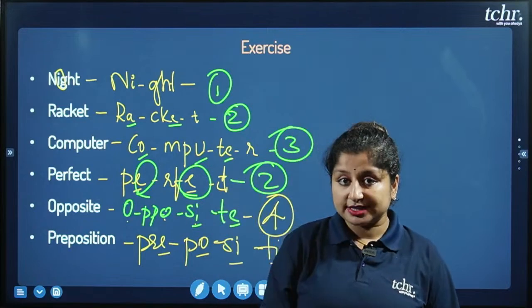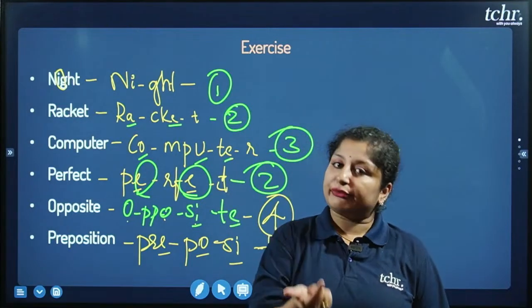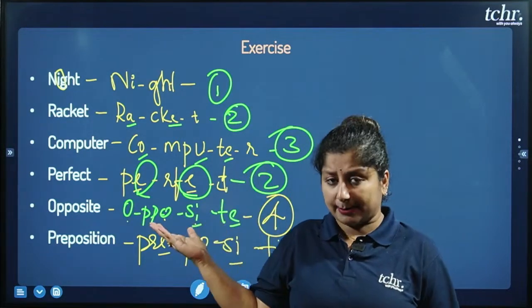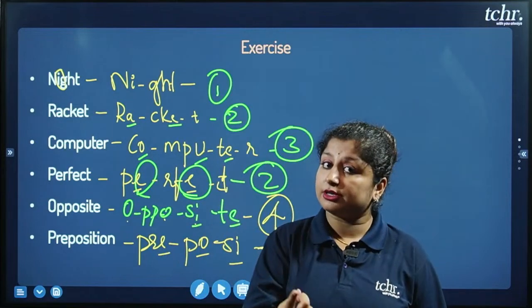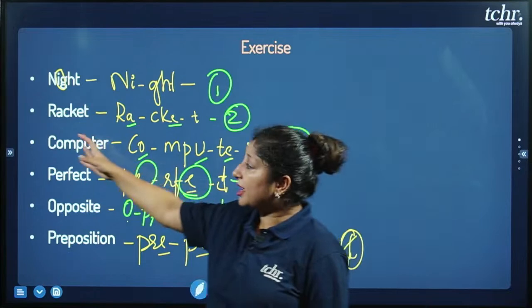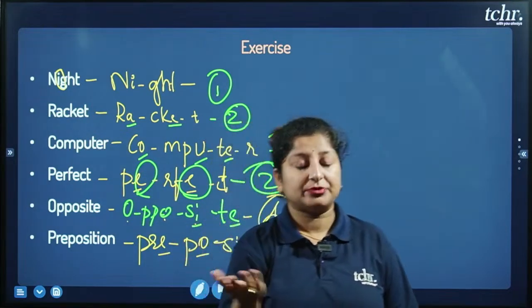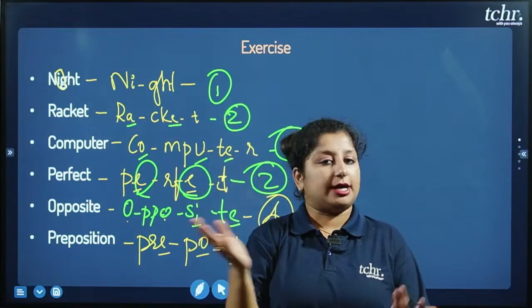Then we moved on to syllables. We learned what a syllable was. We looked at the different types of syllables, and then we solved a few examples related to syllables. In your exam, how are you going to get this question? You will get the word and they'll ask you how many syllables are there in this particular word. That's all. You have to just write the number of syllables, and yeah, that's it.